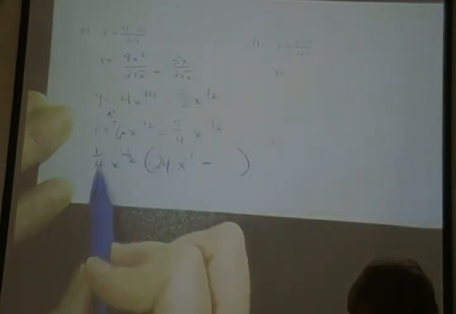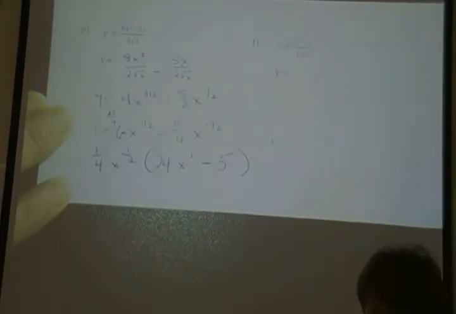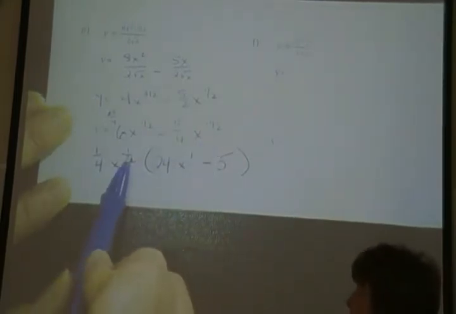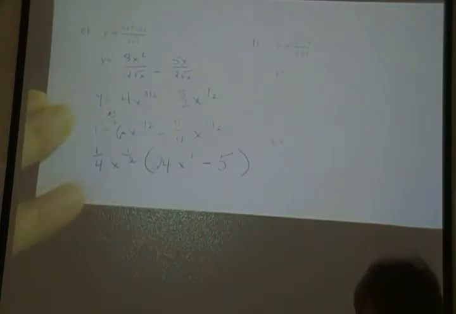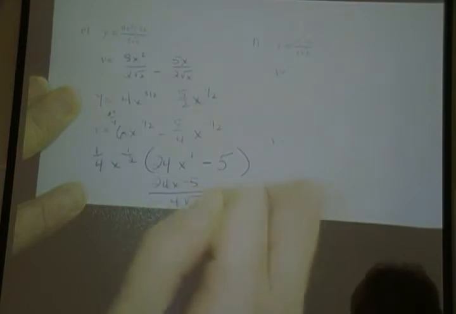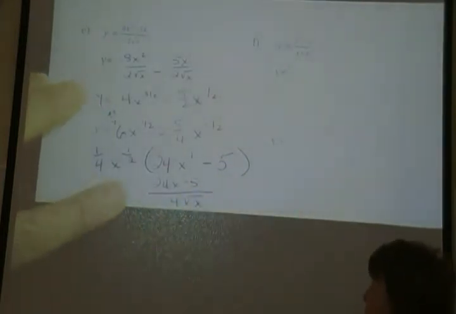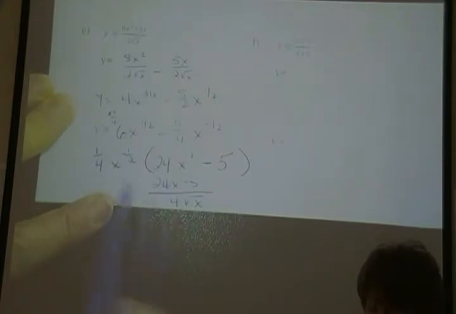And then minus, pulling a 4th from 5/4, I'll be left with the 5. And negative 1 half minus negative 1 half is 0. So that's it, just the 5. So I'll write my final answer as 24x minus 5 all over 4 square root x. So the 4 from here is in the denominator. This is a negative exponent. It belongs in the denominator. And there's my numerator.